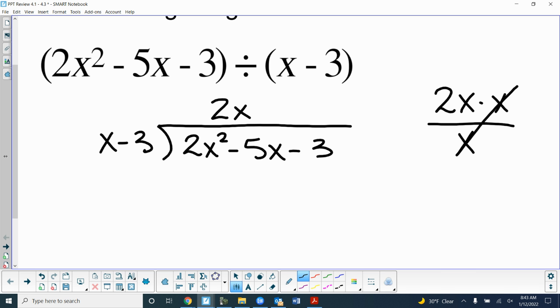Now, what do I do with this 2x answer? Multiply by those two terms. So 2x times x, you put that under the 2x squared, and 2x times negative 3 is negative 15x, and you put it under the 5x. Now what? We subtract, right, Wolf?